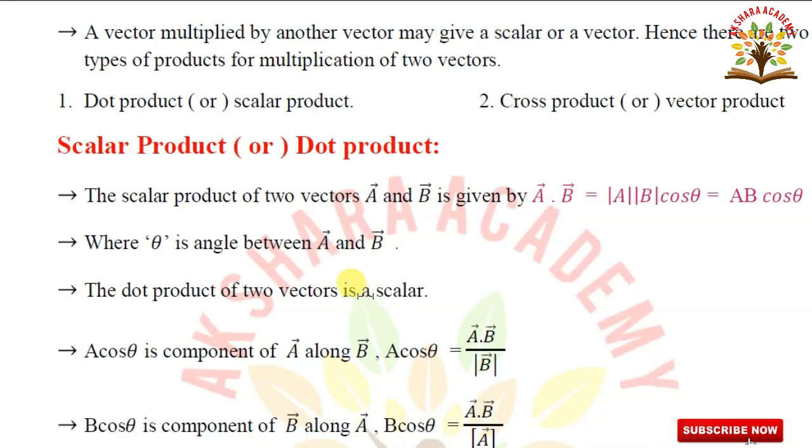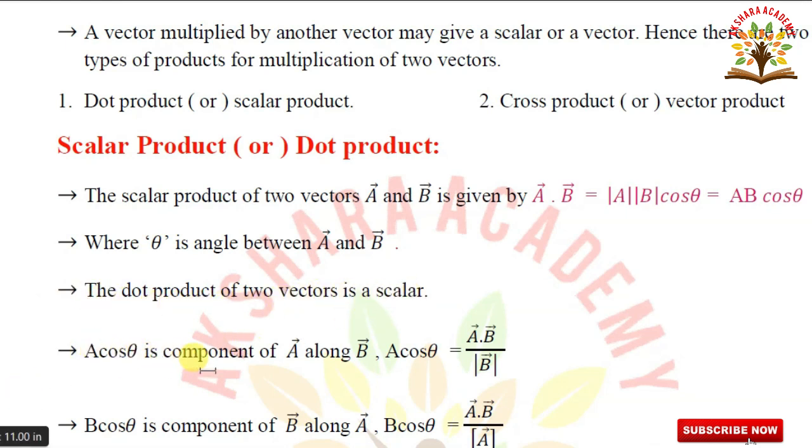First one is scalar product or dot product. The scalar product of two vectors a and b is given by a bar dot b bar is equal to modulus of a bar, modulus of b bar into cos theta, that is equal to ab cos theta, where theta is the angle between a bar and b bar. The dot product of two vectors is a scalar.